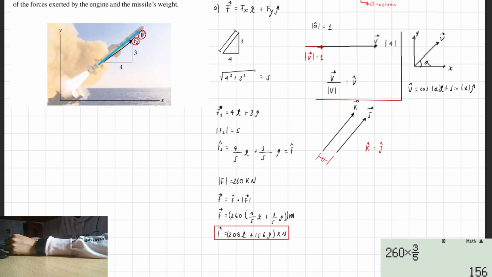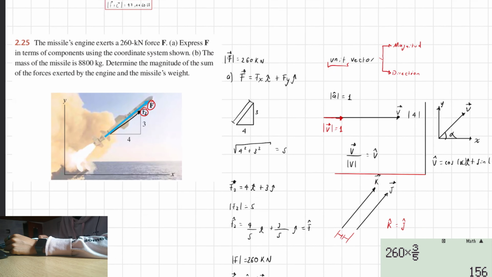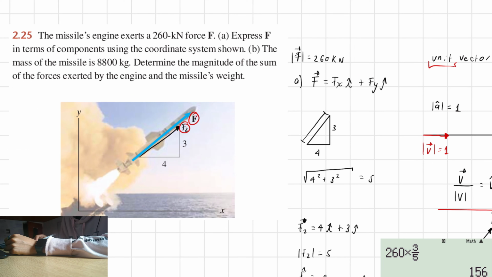Then the second answer. The mass of the missile is 8,800 kilograms. Determine the magnitude of the sum of the forces exerted by the engine and the missile's weight.